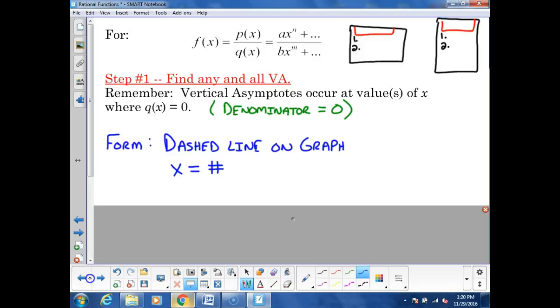Good with that? Anything else we need to know about vertical asymptotes? How many can there be? Many, right? As many as needed, as many as the restrictions give us in the domain. Okay, so there can be multiple vertical asymptotes.